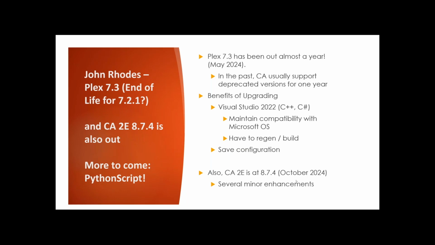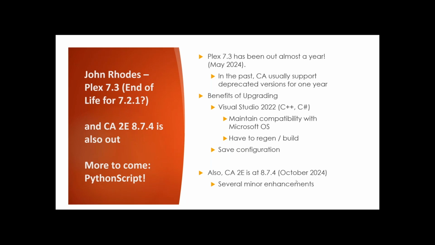And yeah, believe it or not, Plex 7.3 has been out almost a year. I think it'll be May of 2024 is when it came out, and the year coming up.